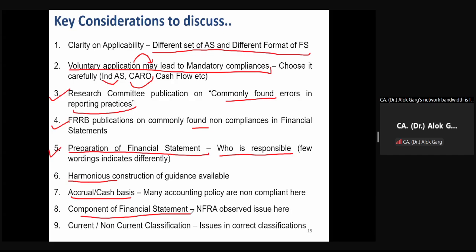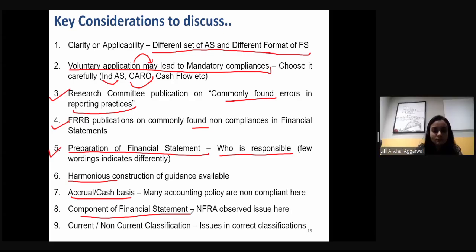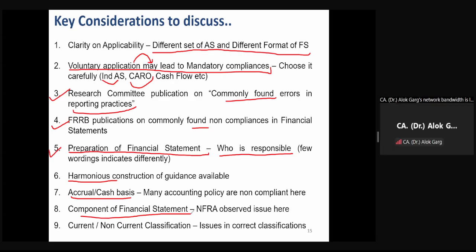Components of the financial statement, right? So talk about the components of the financial statement in the accounting standard framework. There is a balance sheet, profit and loss, and the statement of cash flows, and notes to accounts. In the Ind AS framework, there are five components: balance sheet, profit and loss, statement of changes in equity, statement of cash flows, and notes to accounts. Okay, there are five components.